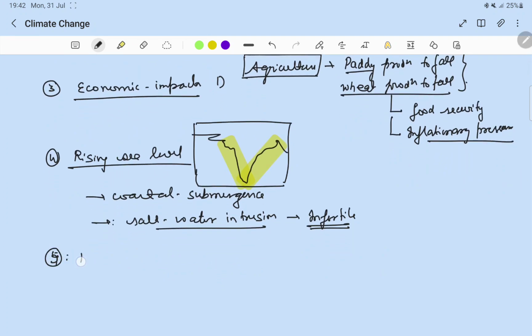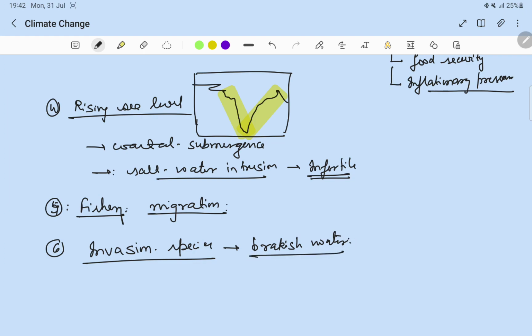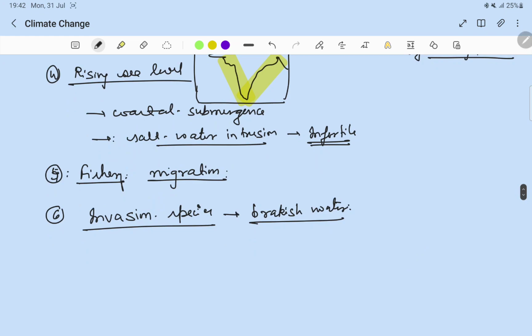Then the issue regarding fishery. Fishes may migrate because of the altered climate, so fish migration could take place. It will again jeopardize the life of common people. It will also lead to the rise of invasive species, especially in the brackish water that we have in Kerala, and very specifically Lantana camara. These are invasive species which hamper the development of local biodiversity, and it creates a huge problem for the local economies.